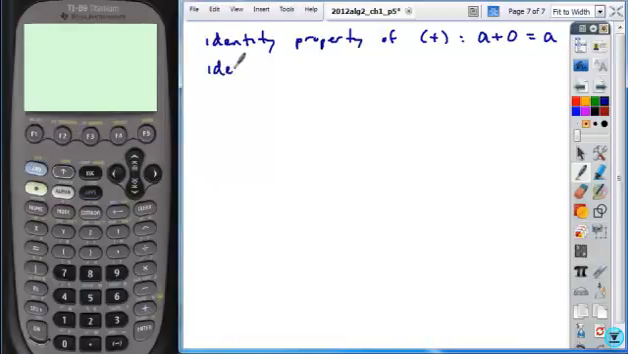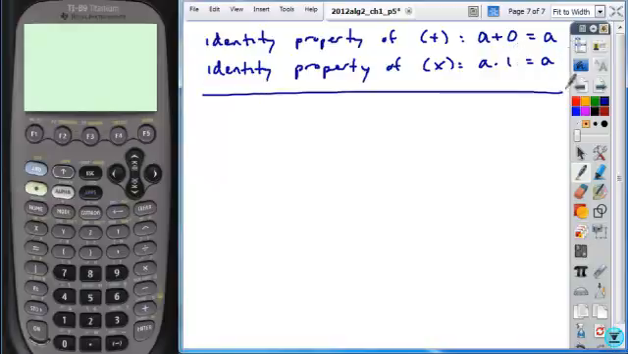The identity property of multiplication has the same kind of concept, except now we're looking at what do you multiply a number by so that it equals its original self. Okay, so those are your identity properties.